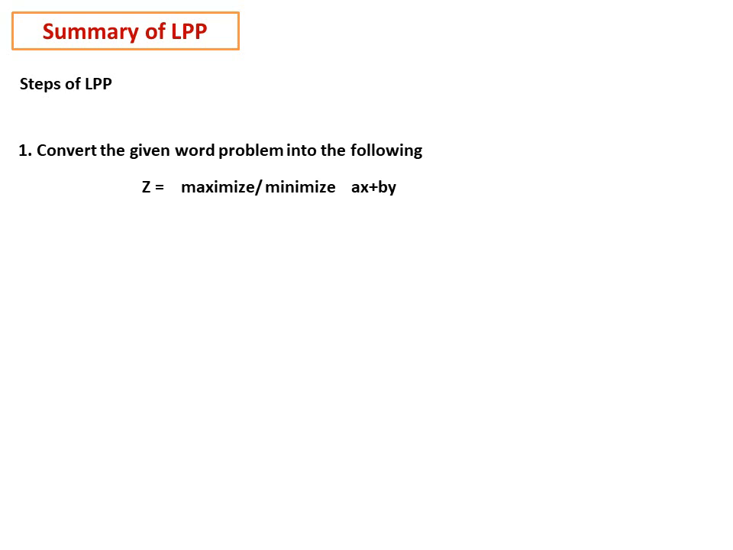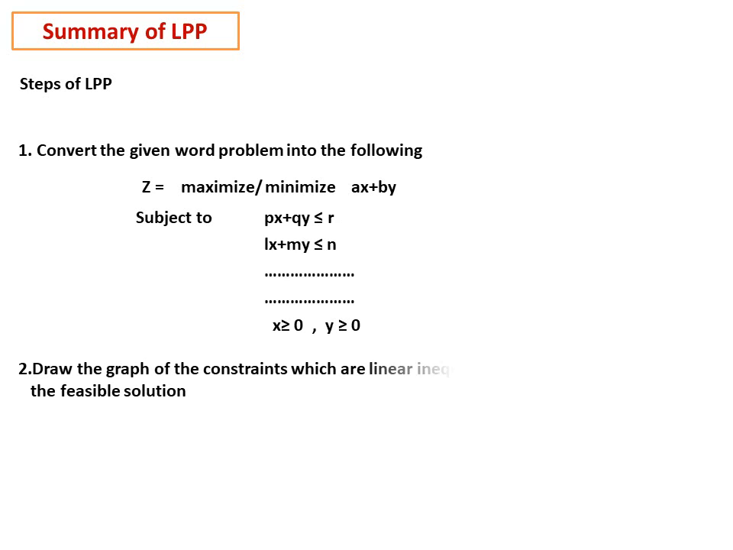Summary. Now let us summarize. We have taken a sufficient number of problems. Steps of LPP: convert the given word problem into the following, that is Z equal to, depending on the problem, maximize or minimize Ax plus By. For example, a problem of a furniture dealer, that type of problem. Then subject to, this you have to write like this.